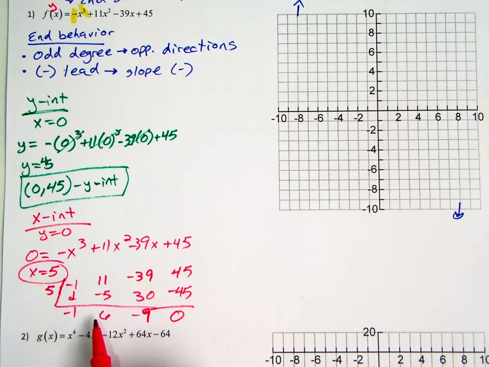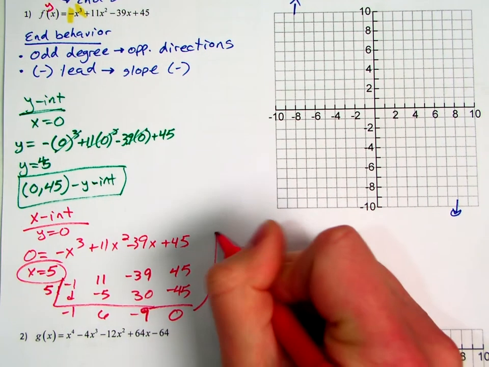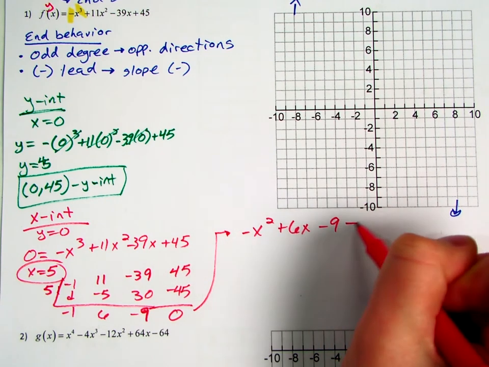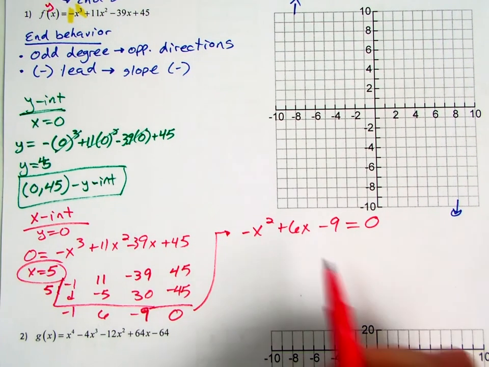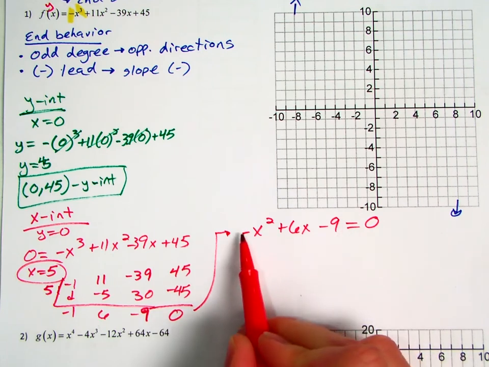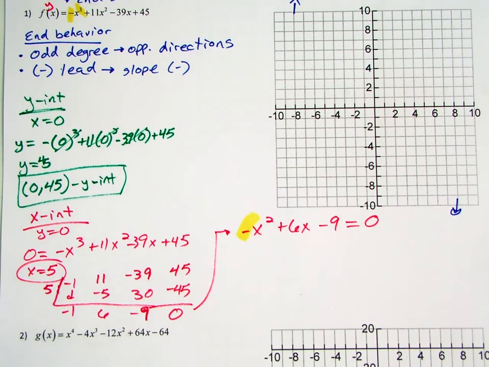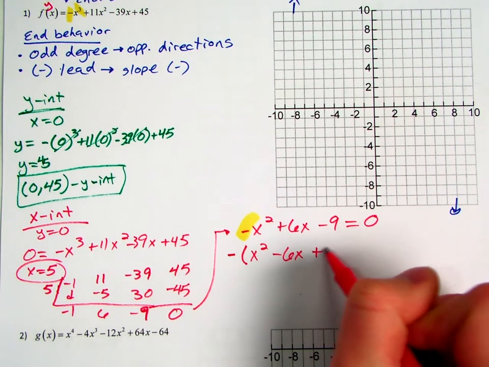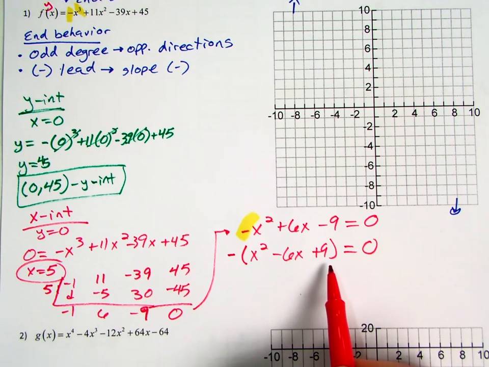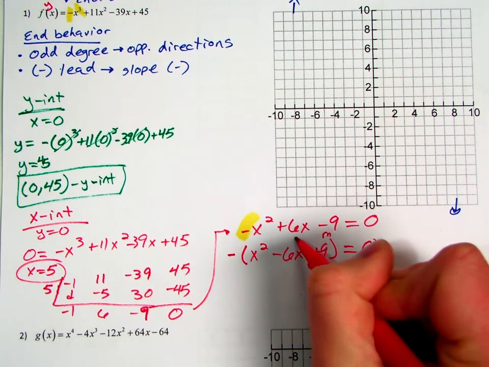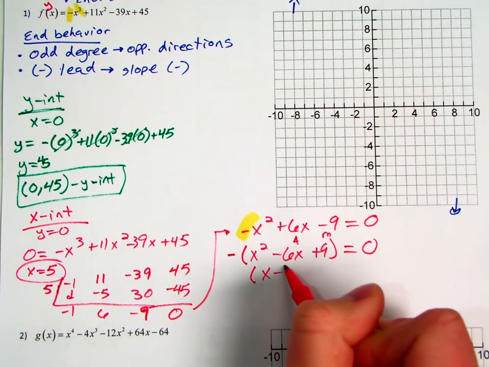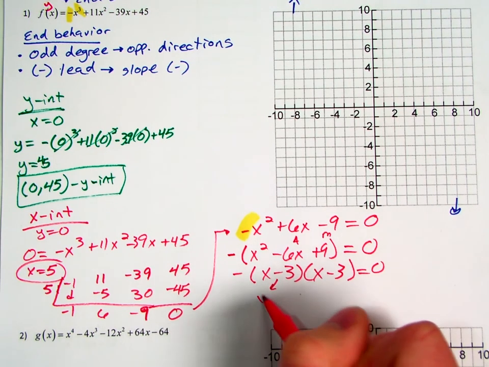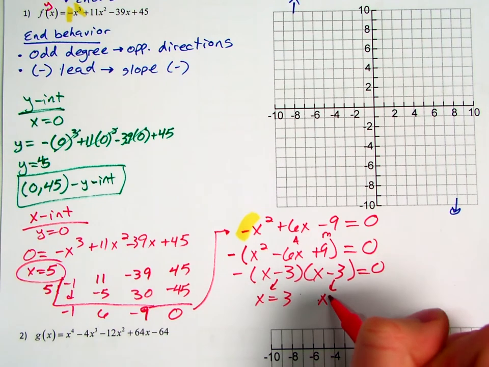x-intercepts. So right now, this is the same as saying negative x squared plus 6x minus 9 equals 0. Now, I would go ahead and factor this, but remember, because my first term is negative, the first thing I need to do is take out a negative as my GCF. So we'd have x squared minus 6x plus 9 equals 0. And we can factor this. What multiplies to the last and adds to the middle would be negative 3 and negative 3. So x minus 3 equals 0 with the negative, which means this is x equals 3, and this is x equals 3 as well.